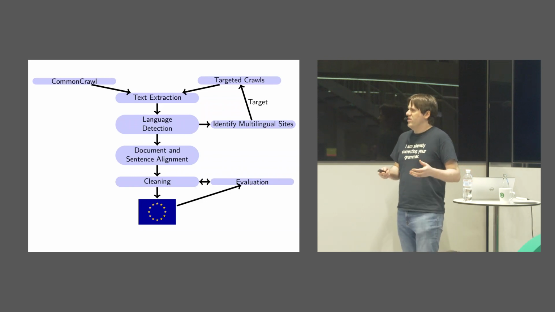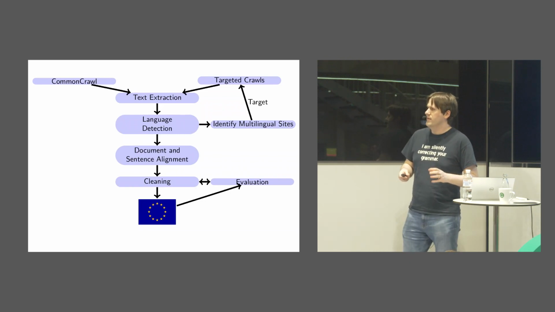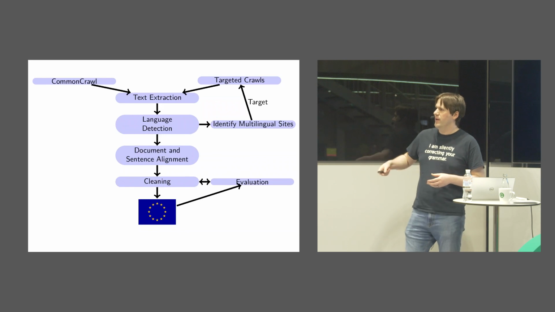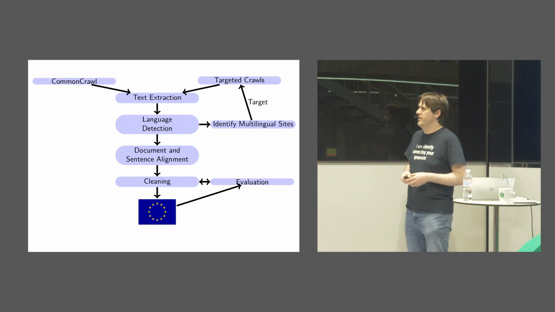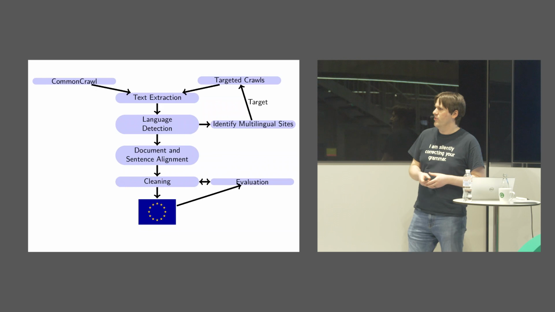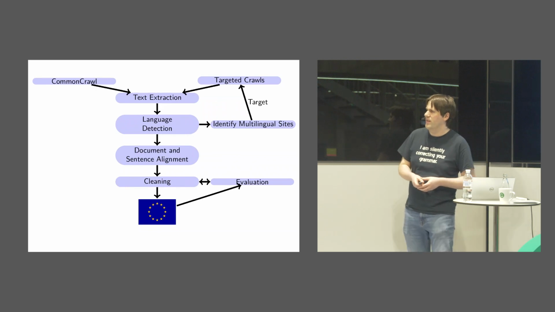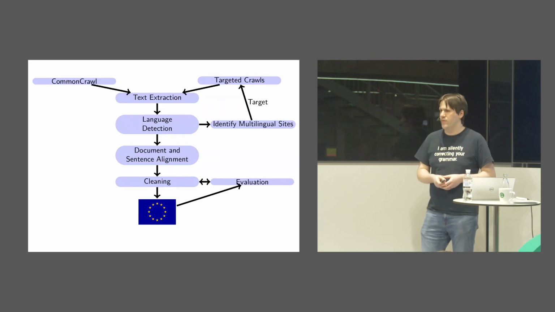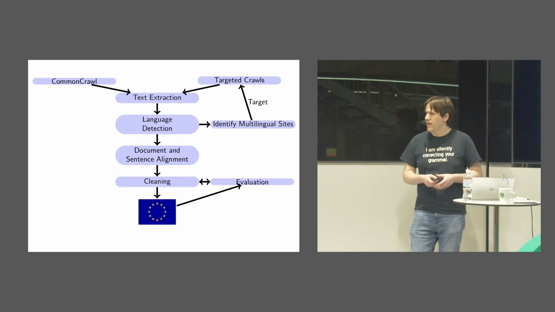But we found that actually Common Crawl isn't deep enough. We'll talk more about that later. So we also run our own targeted crawls, and there's this loop of identifying things that we think will have more data. We pass it through language detection. Currently, that's powered by CLD3 from Google. And I'll talk about some fun issues with that later.